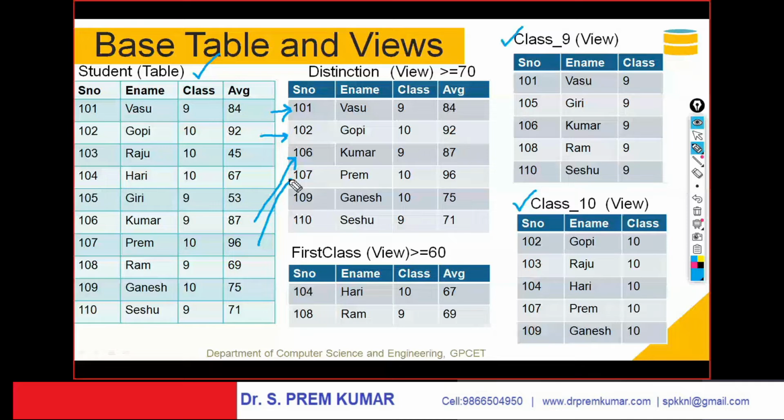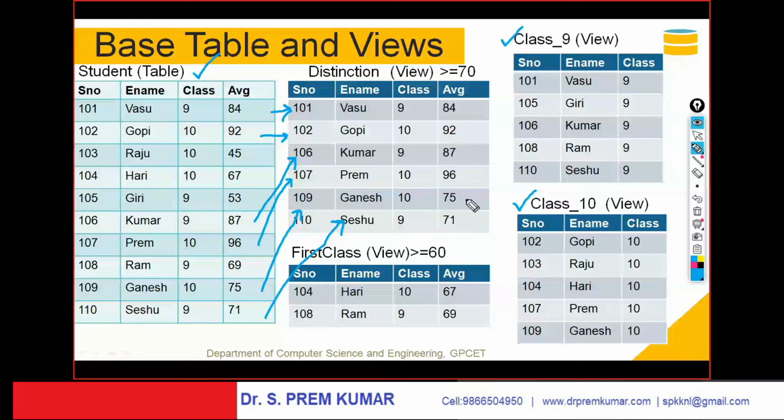From the base table. The base table is the original table which is physically existing. A view is a pseudo table, which is a logical window on the base table. Whenever I am interested to see distinction students and I'm least bothered about the rest of the students, I will call this view distinction. When I call this view distinction, I will get the details of all who are distinction students.